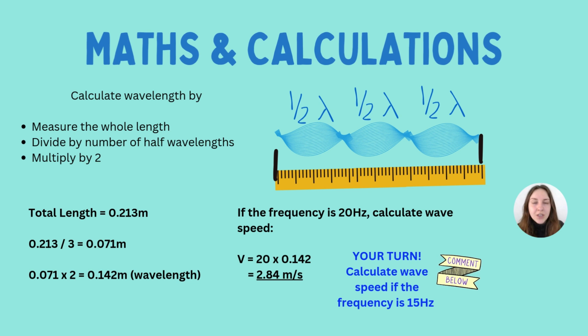Now, the reason we're using 20 hertz is in this situation, the frequency used to create these waves was 20 hertz. However, this could change. This could be variable. So this is just an example. And I got this information from the signal generator that's attached to the vibration generator. So you would be given this information when you do this practical. The answer we'd get would be 2.84 meters per second.